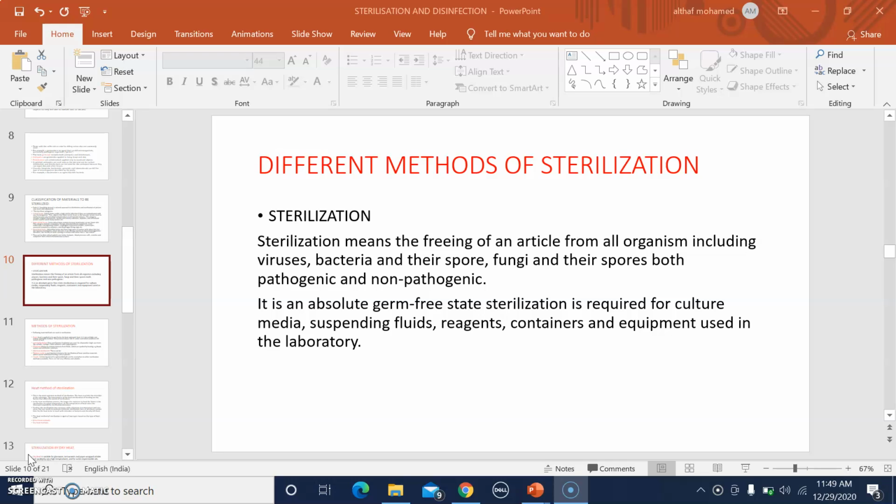So sterilization is an absolute germ-free state and it is required for the culture media, suspending fluids, reagents, containers and equipment used in the laboratory.